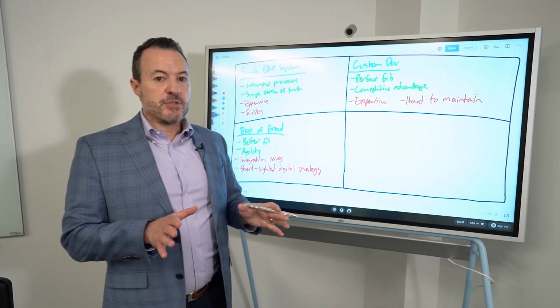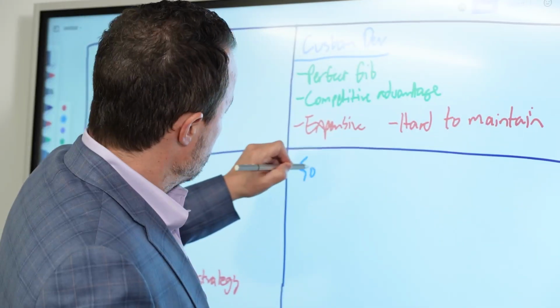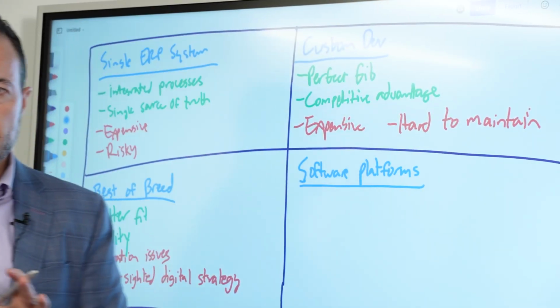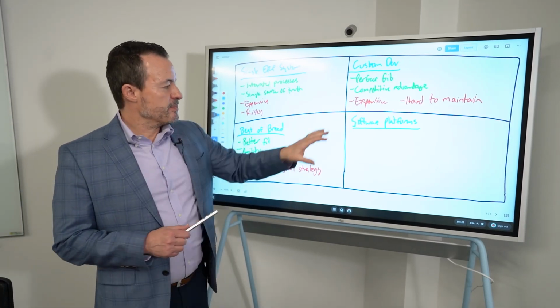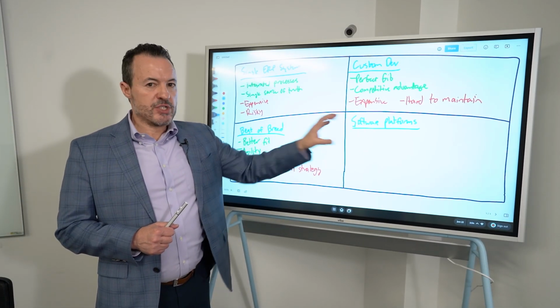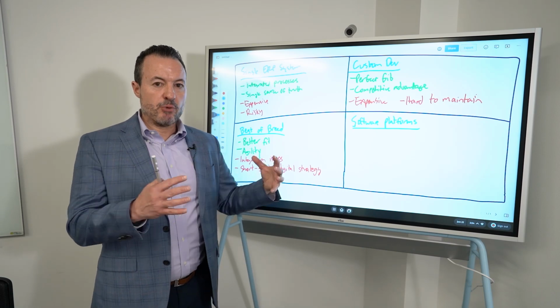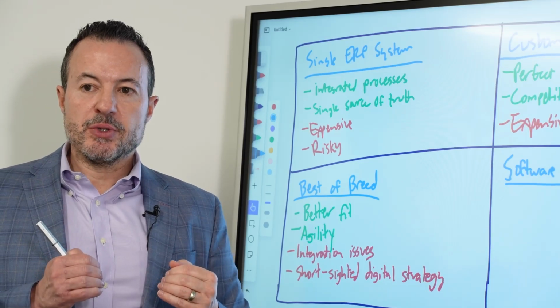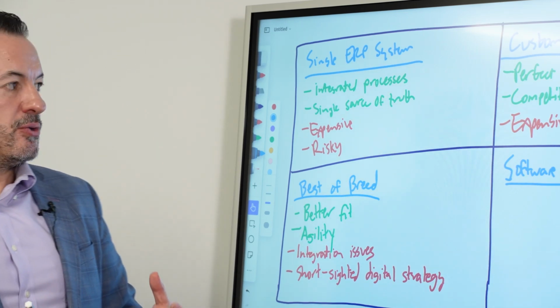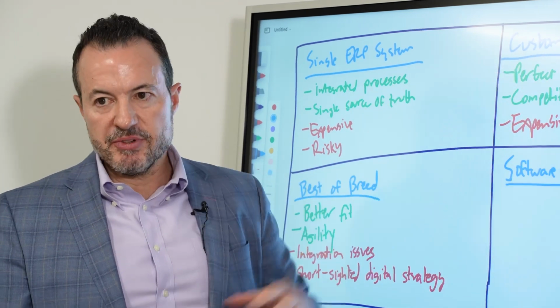Now, the fourth option is software platforms. Software platforms are a little different, similar to these two, but a little bit different. A software platform is more than just an application. It's an actual platform that not only houses one or more applications, but it also gives you a framework to do what I might call semi-custom development.